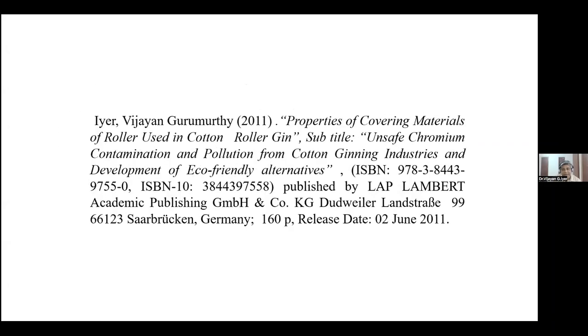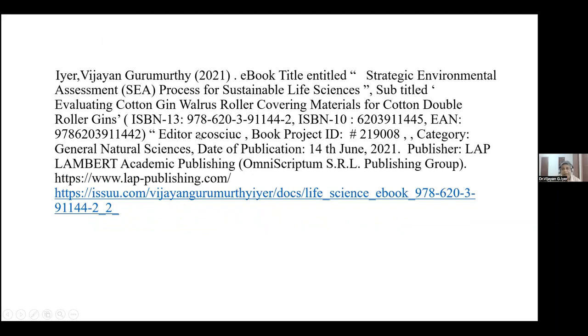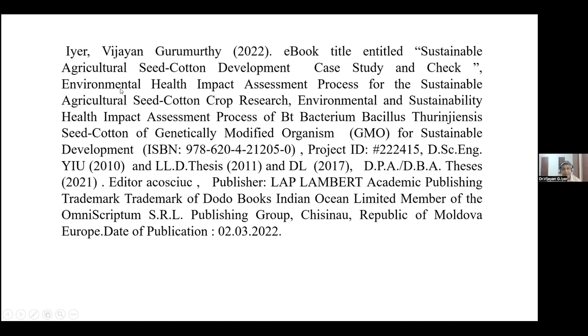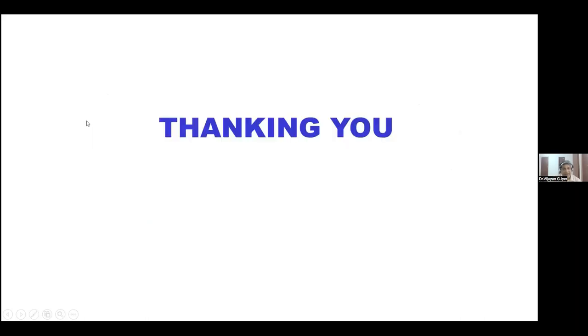And these are all the various papers on unsafe chromium contamination and pollution from cotton ginning industries, byssinosis and coronavirus disease impact assessment. And this is a Lambert Germany book, a sustainable life sciences book, on environmental health impact assessment, considering genetically modified organisms, and the safety of machineries.